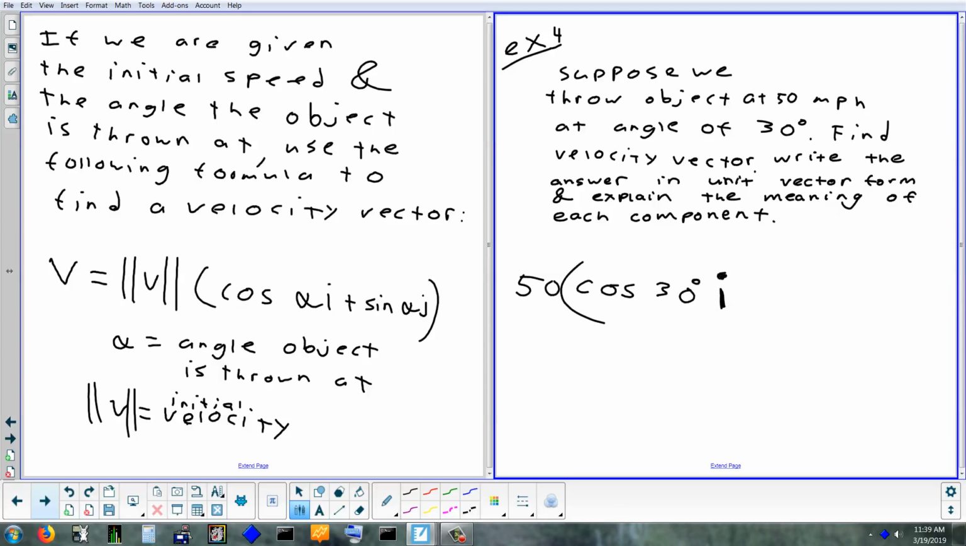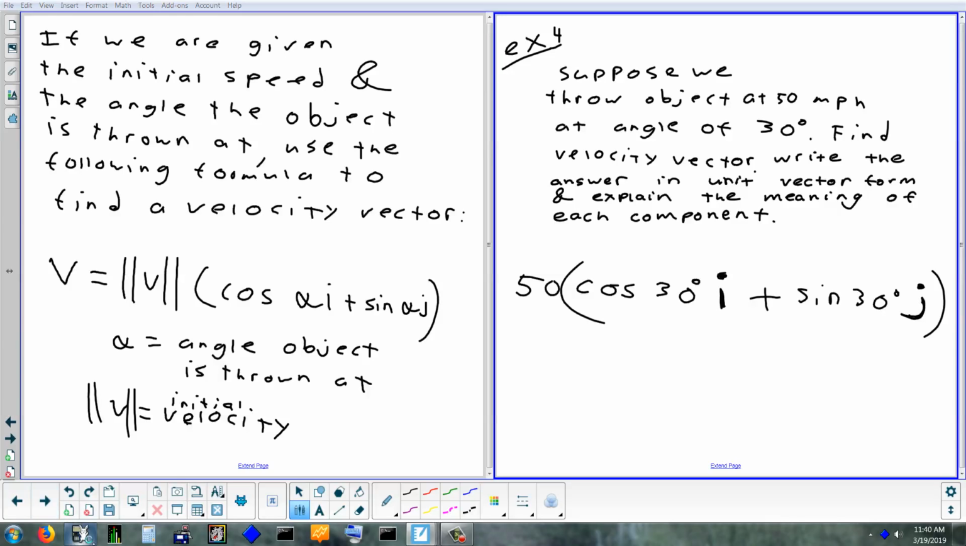Which is the horizontal component. So that takes care of the horizontal. Plus, now we're going to do the vertical. Anybody tell me what I'm going to write down for my vertical component? Yeah, sine 30j. Yep. So all you're really doing is finding two sides of a triangle. That's all. Finding the length of two sides.